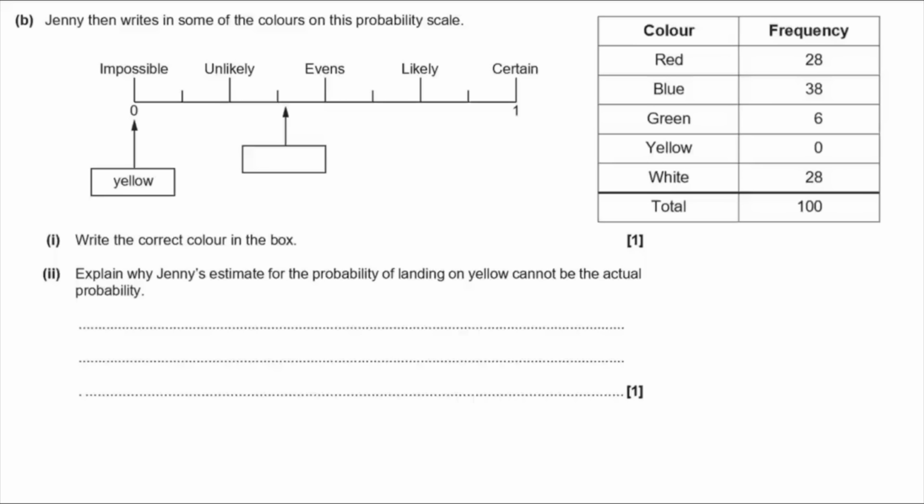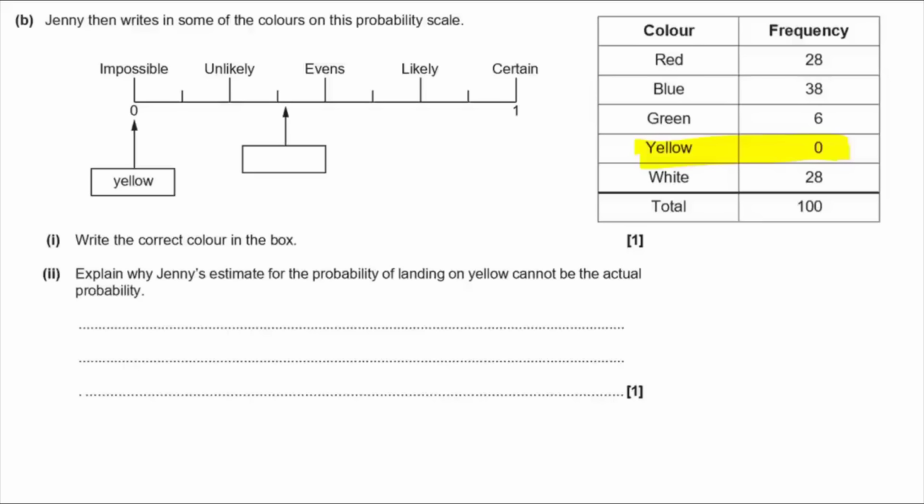Okay, for part B, Jenny then writes in some of the colours on this probability scale. So she's written in yellow at 0, which is correct. Look, because for yellow, there were 0 outcomes out of 100. So it's hard to believe that there was any yellow on there if none of them came up in 100 throws. So yellow is pointing at 0, which is impossible.